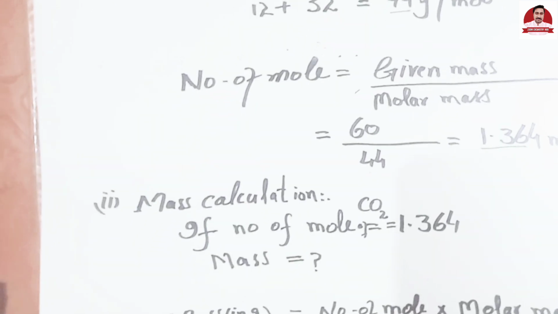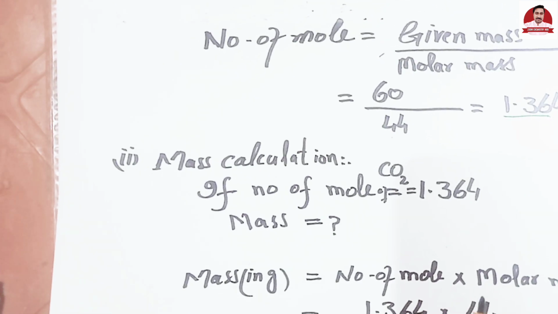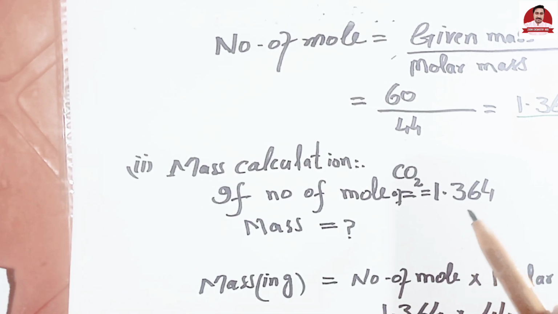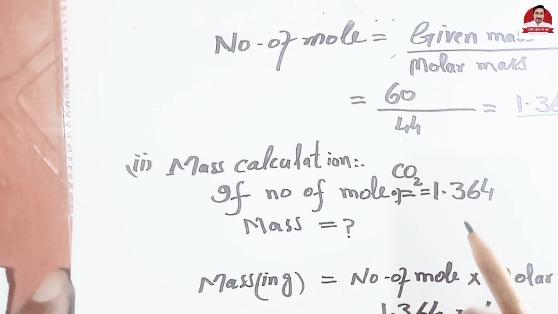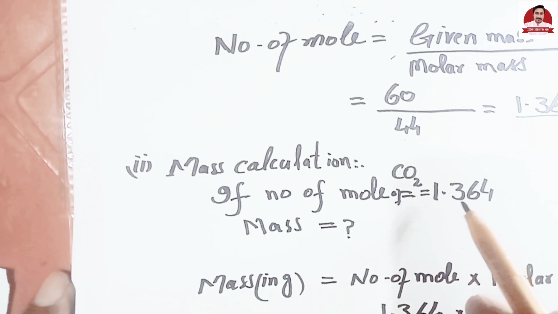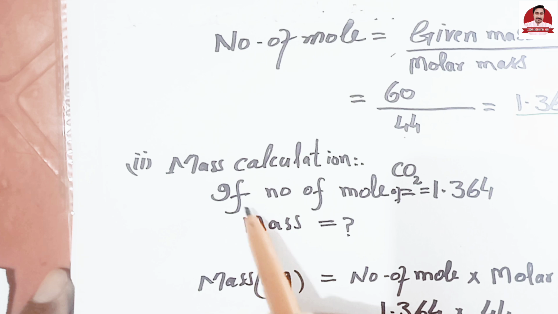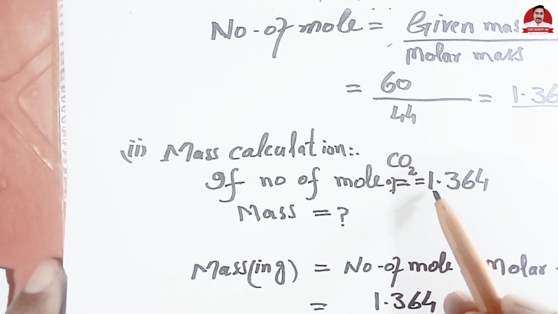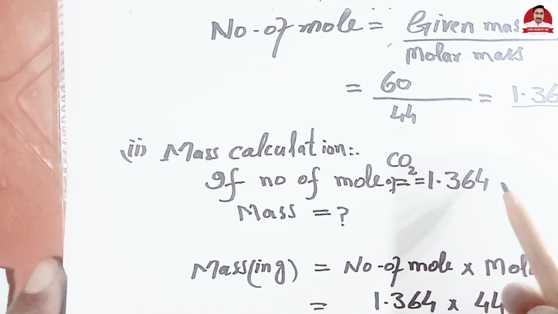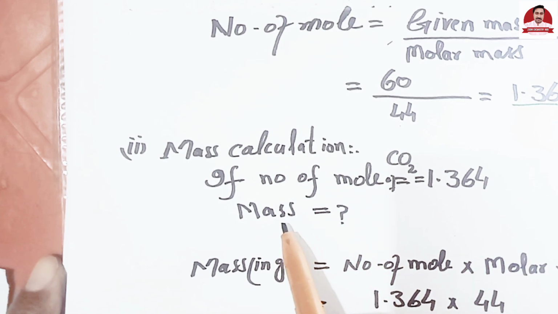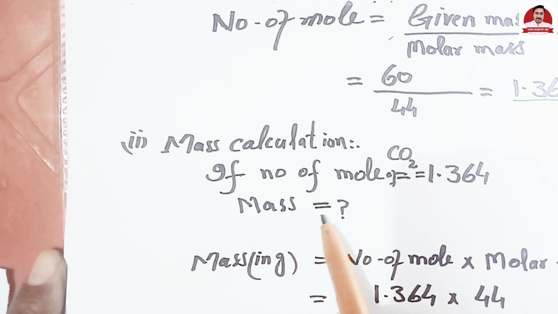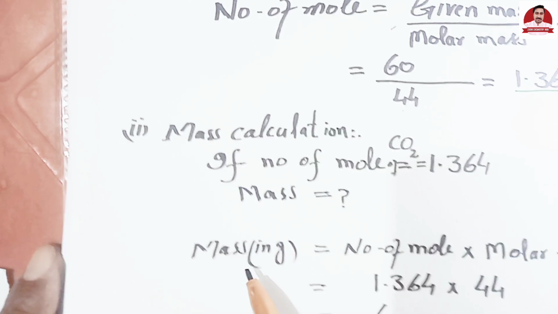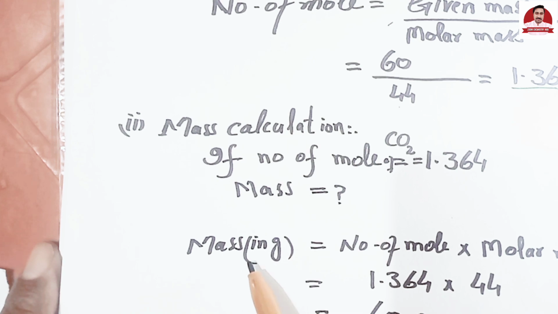Now we calculate the mass if we have the number of moles. So if the number of moles of carbon dioxide is 1.364 moles, then how can we find the mass of carbon dioxide? So we write the formula for calculating the mass.